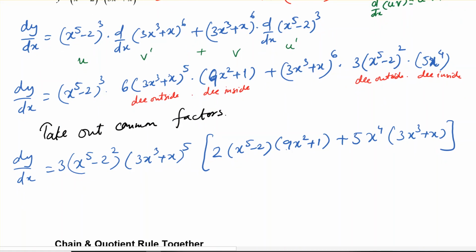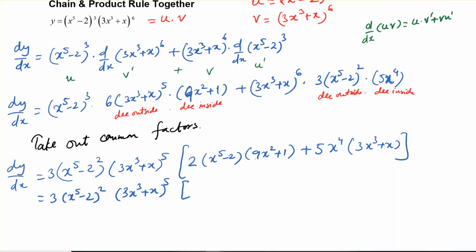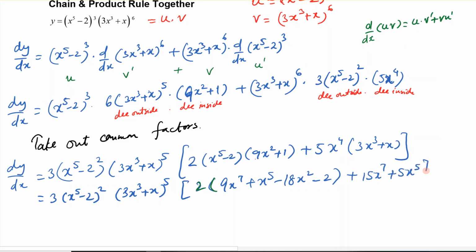So expanding it, we get 2 times, so here we get x^5 times 9x squared, 9x^7, plus x raised to power 5 minus 18x squared and minus 2. And similarly, we get 15x raised to power 7 plus 5x raised to power 5. So now we're going to multiply each term by 2 inside the bracket.